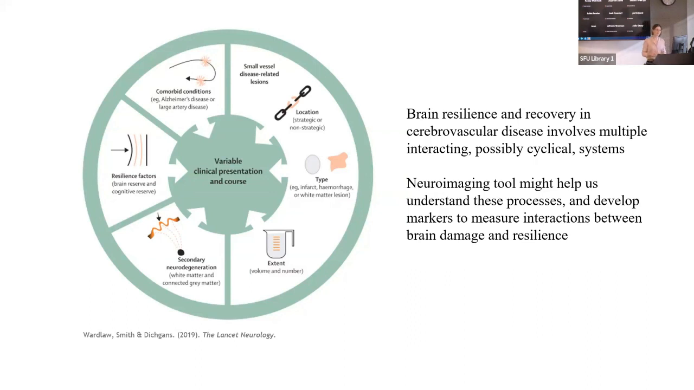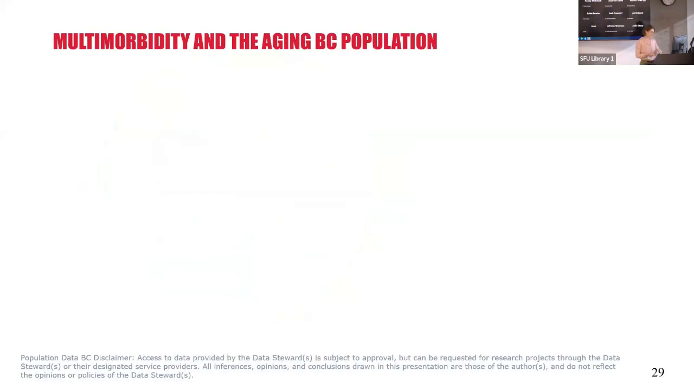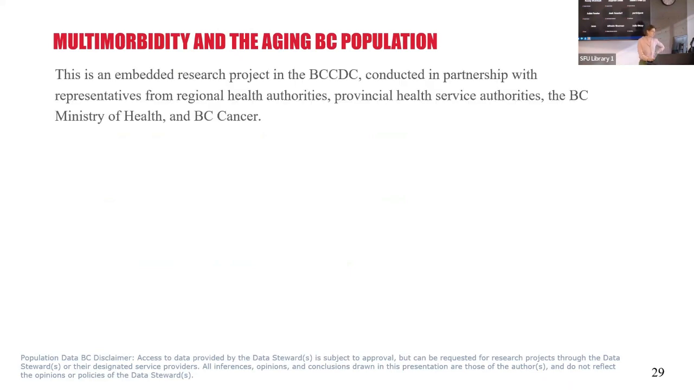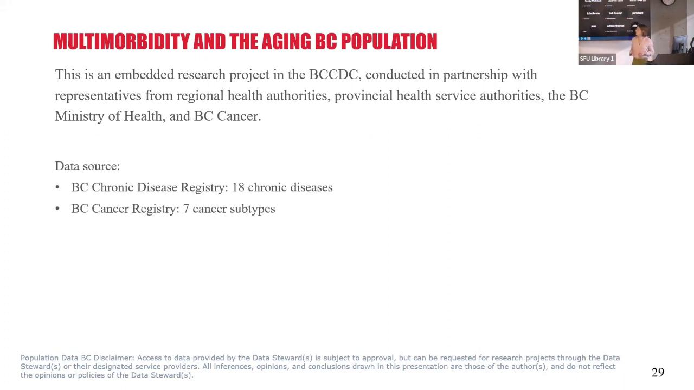So as the last thing, I'm just going to switch a little bit now and talk about some of my postdoctoral work, which I'm doing at the BCCDC. The context is a little different, but it is all related to overall patterns of health and aging. So I'm doing an embedded research project with representatives from various health authorities and officials at levels of government in BC and BC Cancer as well. We're using administrative data records, so the BC Chronic Disease Registry and Cancer Registry, in order to look at patterns of co-occurring diseases across the population.